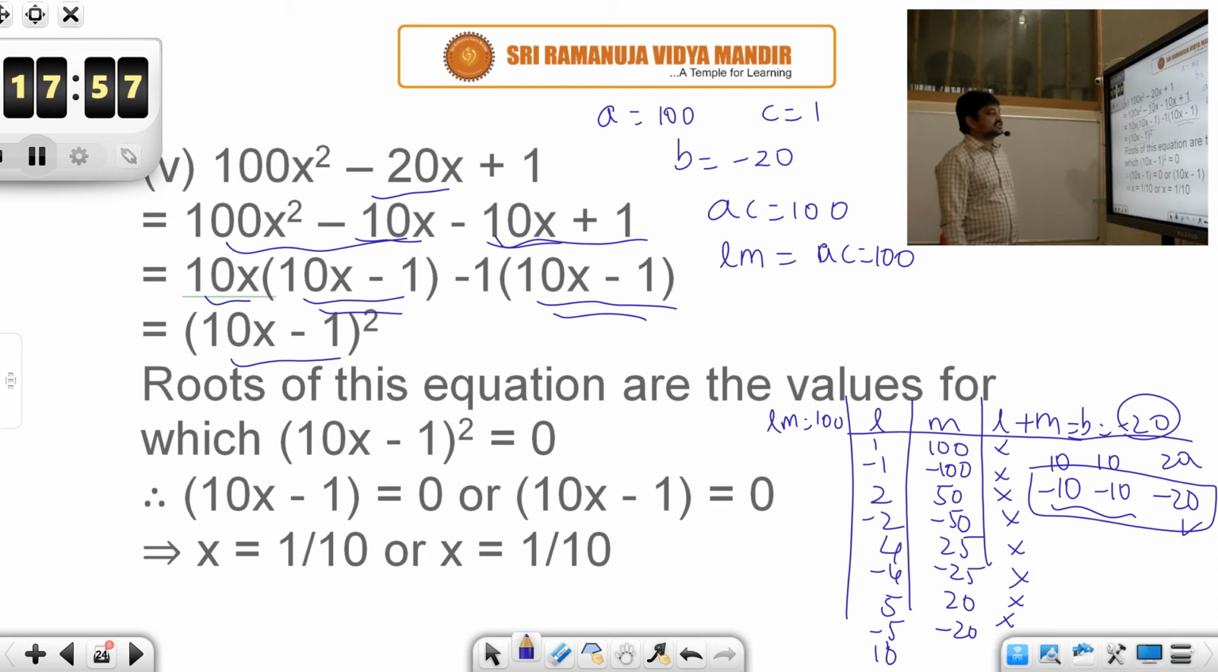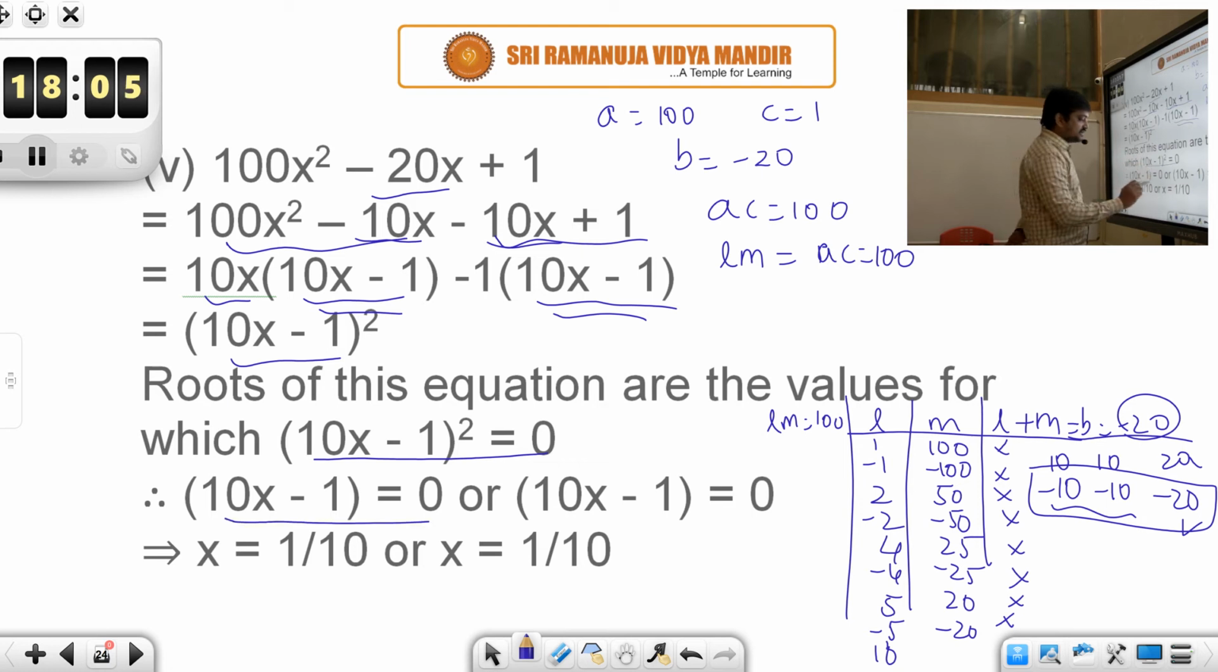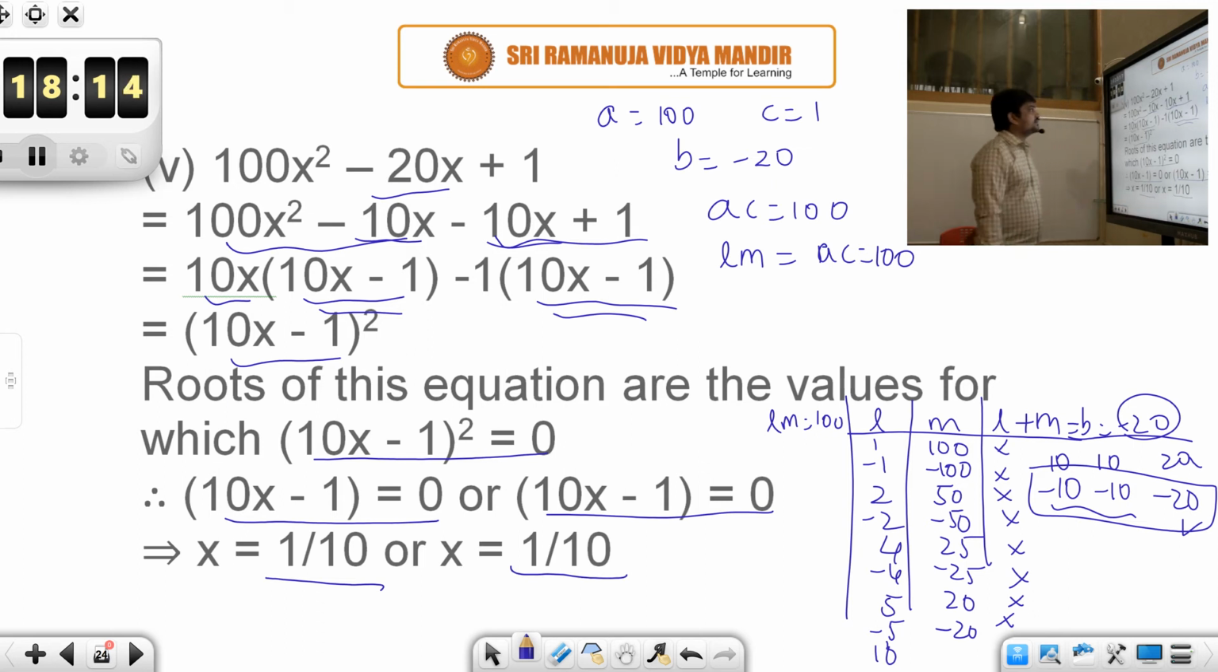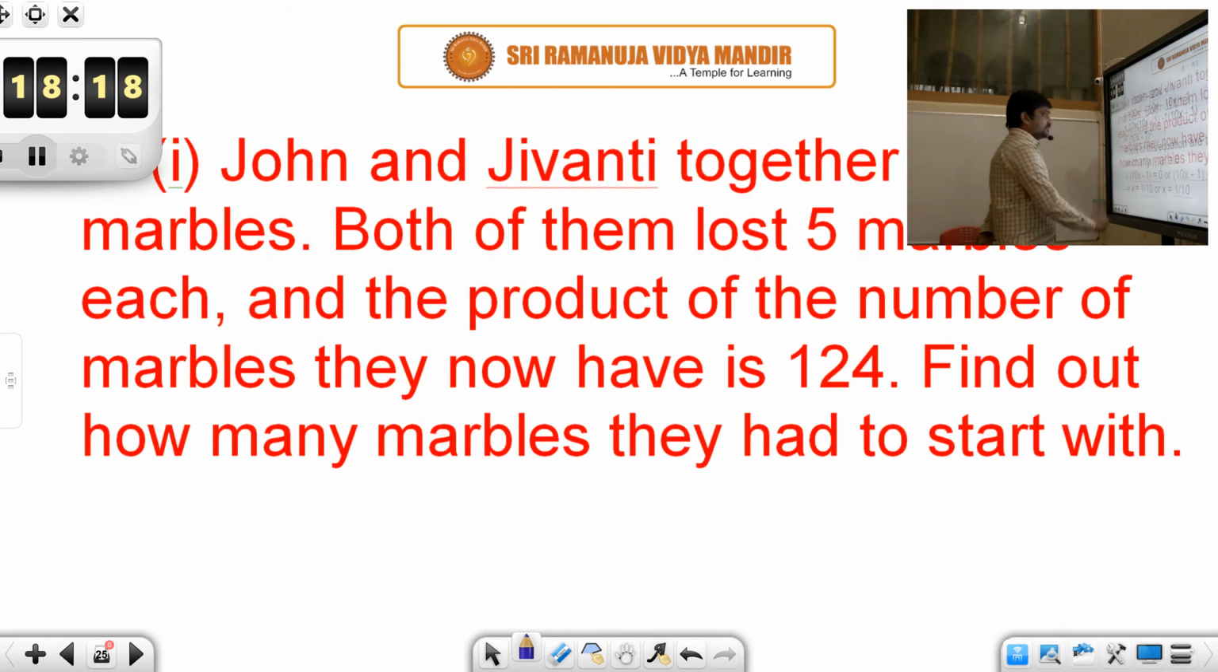So roots of this equation are the values for which 10x minus 1 whole square is equal to 0. This is a perfect square, so 10x minus 1 equal to 0 or 10x minus 1 equal to 0. So here you will get x is equal to 1 by 10 or 1 by 10. These are repeating values. Okay students, hope this model, finding the roots by factorization, is very clear. So now let's look at some more examples.